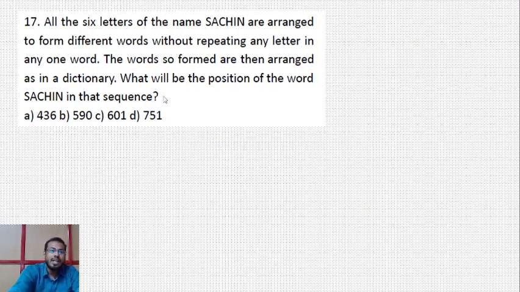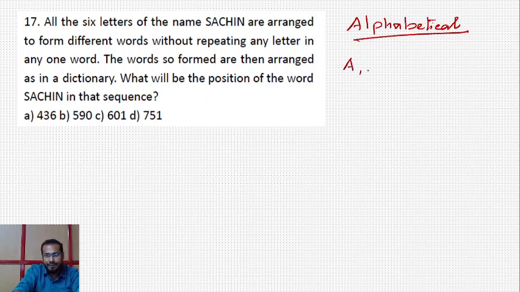Next one. All the 6 letters of the name Sachin are arranged to form different words without repeating any letter in one word. The words so formed are then arranged as in a dictionary. What will be the position of the word Sachin in that sequence? So, Sachin. Now I'm going to write it in alphabetical order. First I need to write A, then C, then H, then I, then N, then S. This is the alphabetical order of all the letters in Sachin, right?